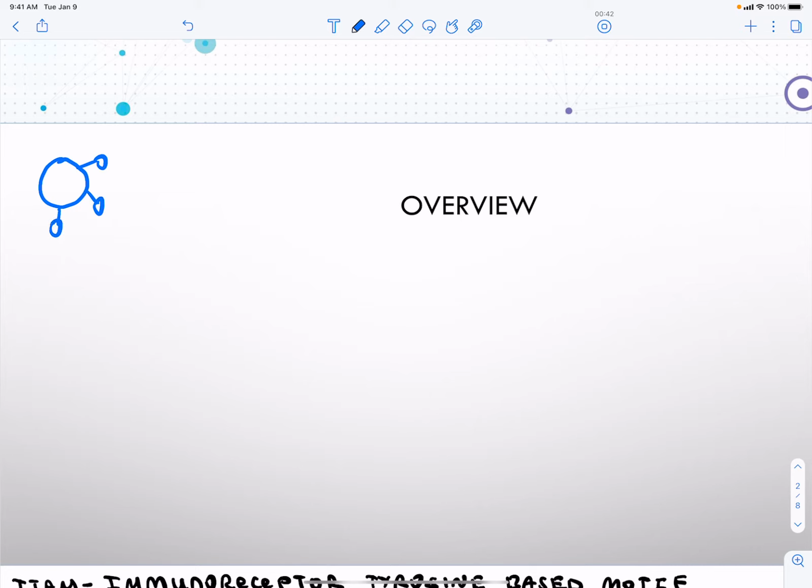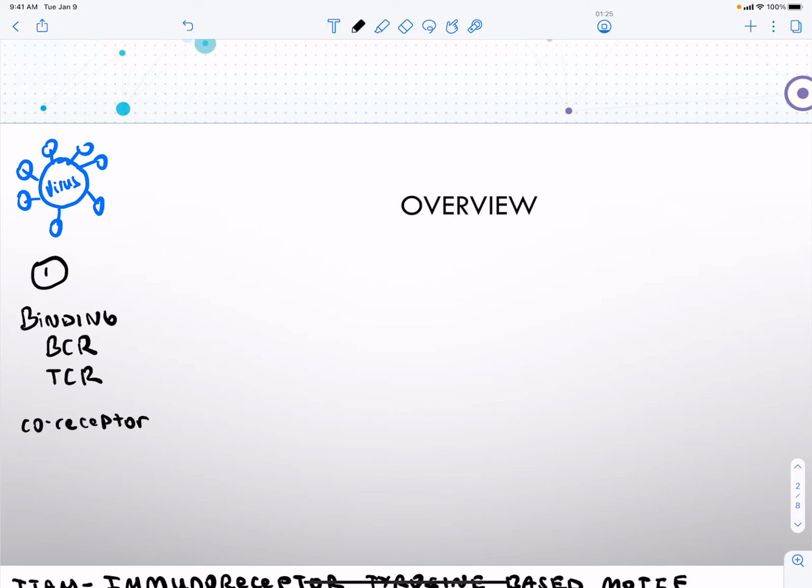So here's our virus with our proteins on the surface, our little spike lollipop proteins. And so the first step in activation of our lymphocytes is binding. And binding takes place at the B cell receptor, which can bind to the virus proteins or the virus antigens by itself, and the T cell receptor, which can only bind to antigens that are in the form of peptides bound to MHC molecules, as we've discussed. We also have co-receptors that will be involved, and binding happens at the surface. And so the cell on the outside will have these receptors, of course.